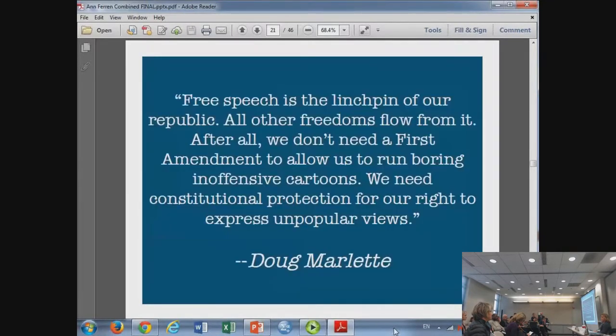Okay, so one last point I just want to talk about. This is very relevant right now. This is a current event related to how I talk about current events. I need a volunteer to read this quote from Doug Marlette. Lynn Perry, no cheating on this one. Go ahead. Free speech is the linchpin of our republic. All other freedoms flow from it. After all, we don't need a First Amendment to allow us to run boring and offensive cartoons. We need constitutional protection for our right to express unpopular views.